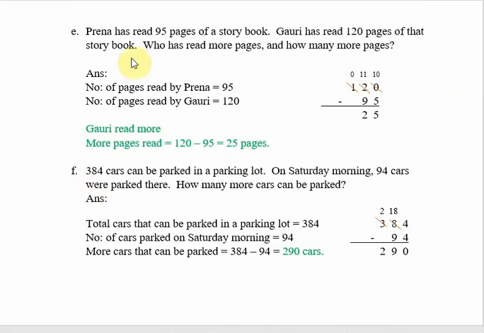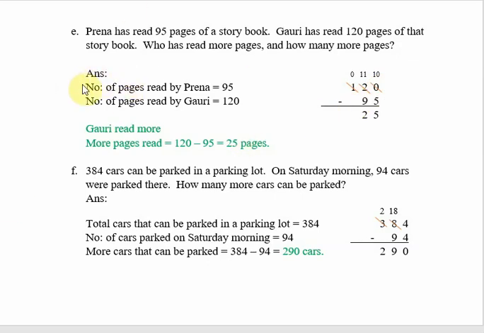Prerna had read 95 pages of a storybook. Gauri has read 120 pages of that storybook. Who has read more pages and how many pages more? So, Prerna has read 95 pages of a storybook, and the same storybook Gauri has also read, but she read 120 pages. So, who has read more pages and by how many pages?